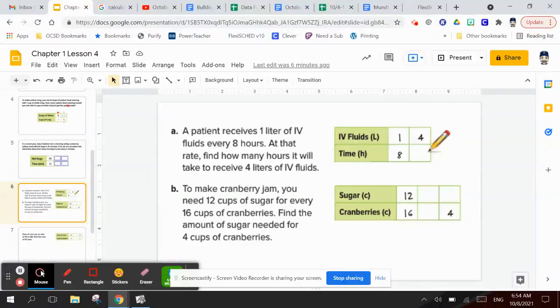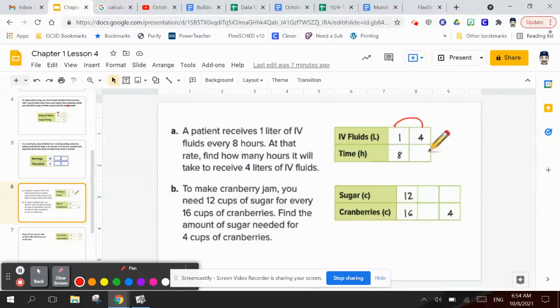So let's look at our got it problems down below. It says a patient receives 1 liter of IV fluids every 8 hours. At that rate, how many hours will it take to receive 4 liters of fluid? So here's our ratio, 1 to 8. 1 liter gets 8 hours. So we want to know how long you have to be in the hospital to get 4 liters.